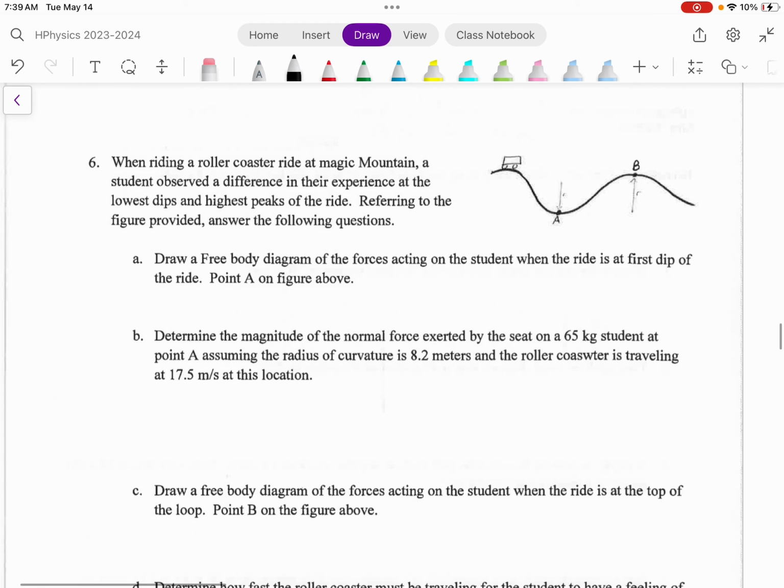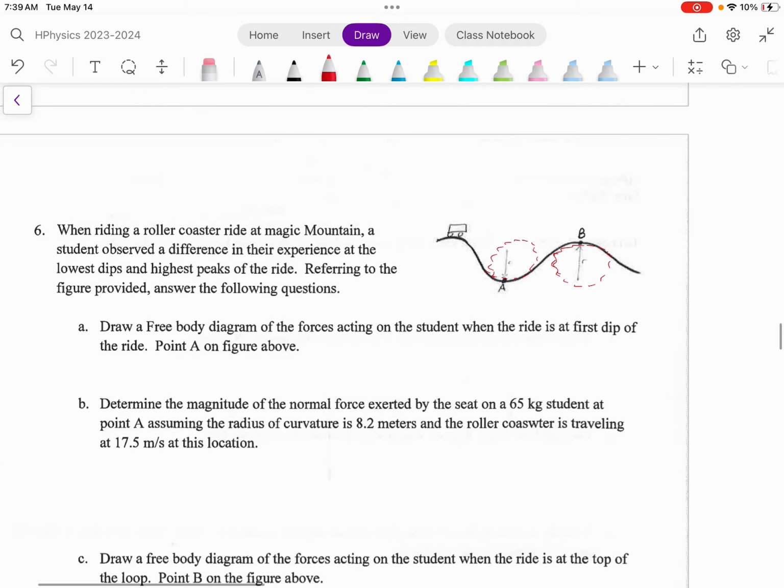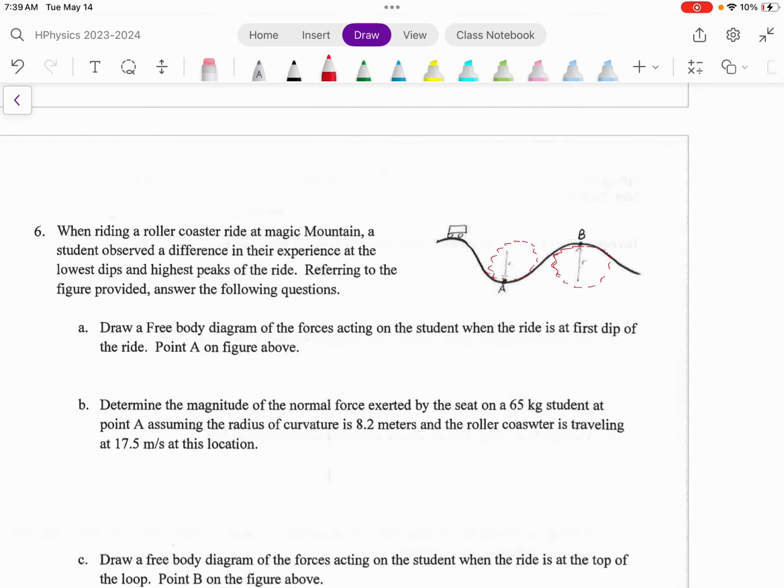All right, now we're moving into circular motion. I have a cart. Anytime I go through a curve, I need to pay attention to the fact that I'm no longer on a flat surface. So we're going to draw a free body diagram acting on the student when the ride is at the first dip of the ride, point A. So we're located at point A. Here is my dot. This is the student sitting in the chair.